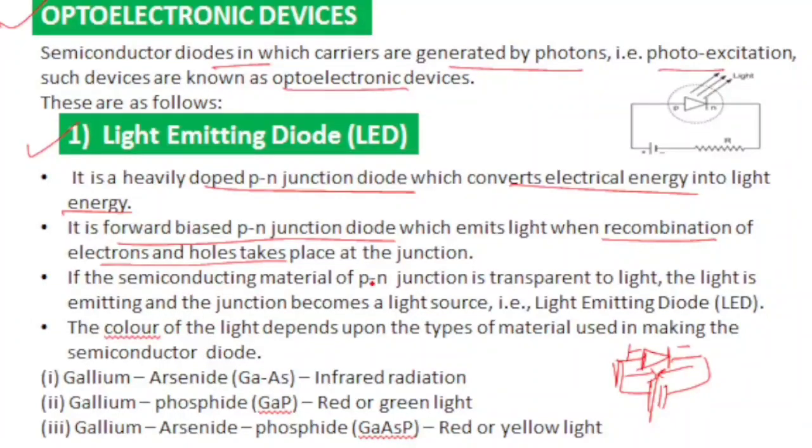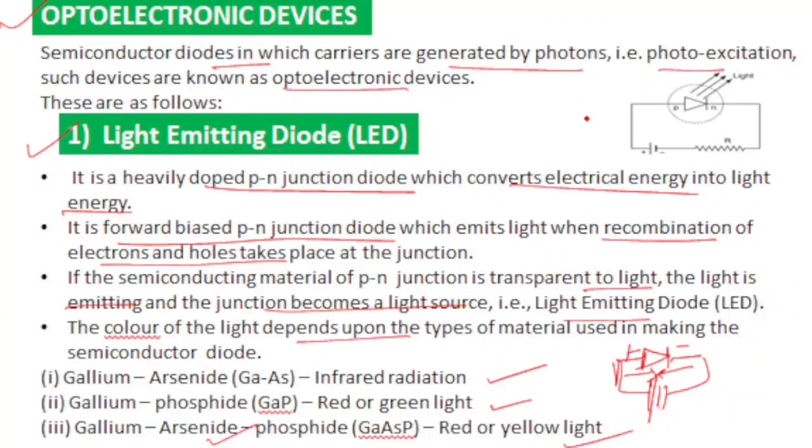So if the semiconductor material of the PN junction is transparent to light, the light is emitted and the junction becomes a light source. That's why it is called light emitting diode. The color of the light depends upon the type of material used in making the semiconductor diode. Like if gallium arsenide is used, then light is emitted in the infrared region. Gallium phosphide, then red or green light is produced. Gallium arsenide phosphide, then red or yellow light is produced.